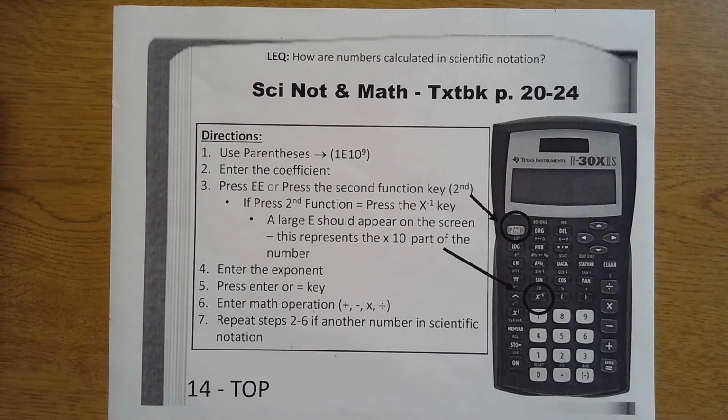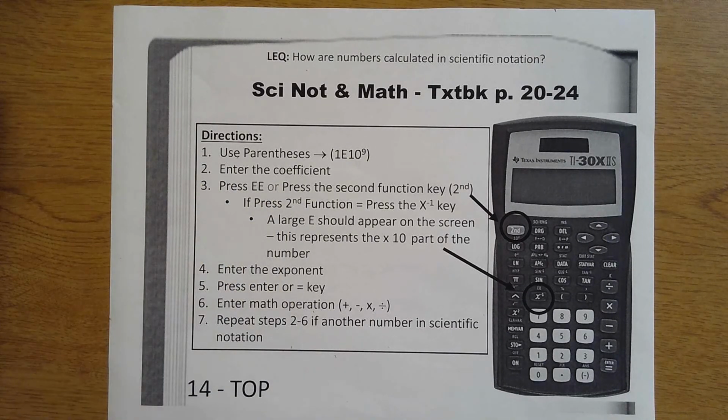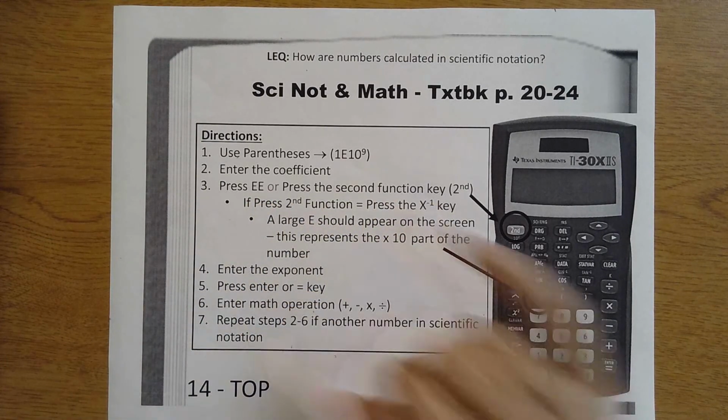So first thing is to use parentheses, and you're looking to enter numbers sort of like this with an E instead of the times 10, and we'll talk about that in a minute. Number 2, enter the coefficient. Number 3 says press the biggie or press the second function button.